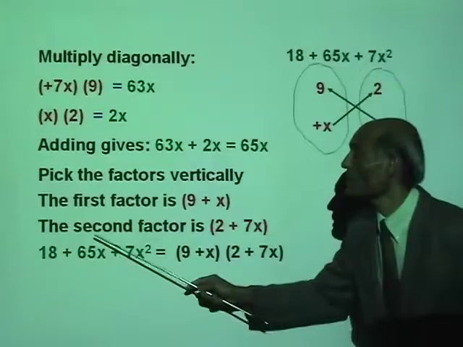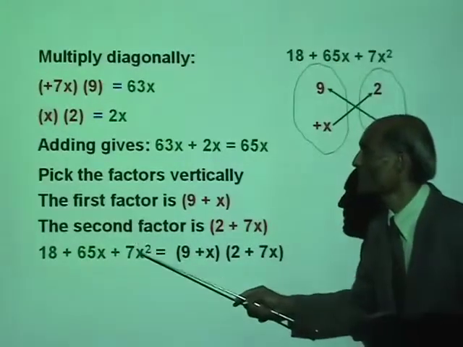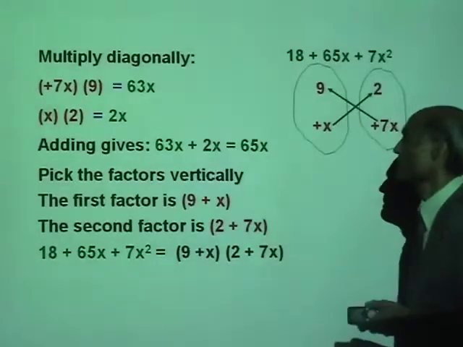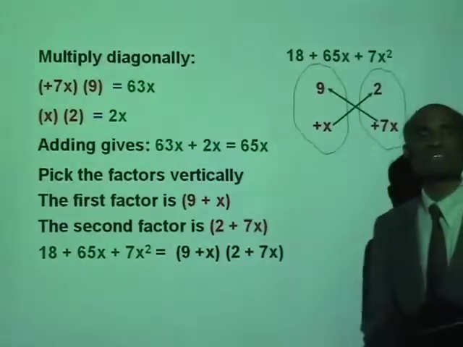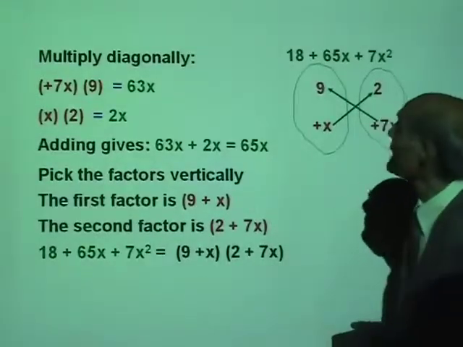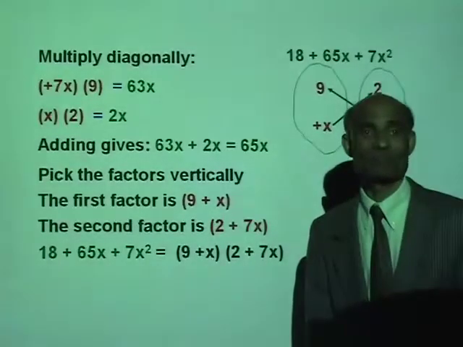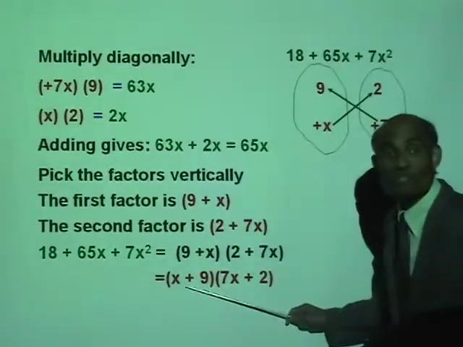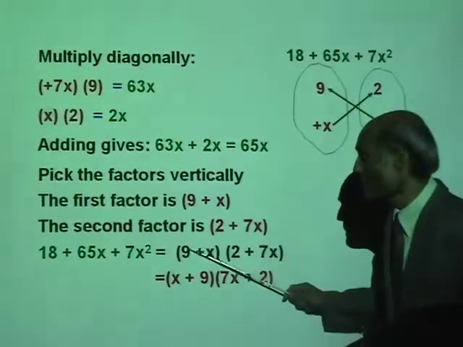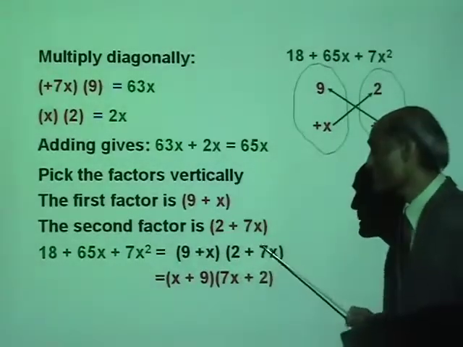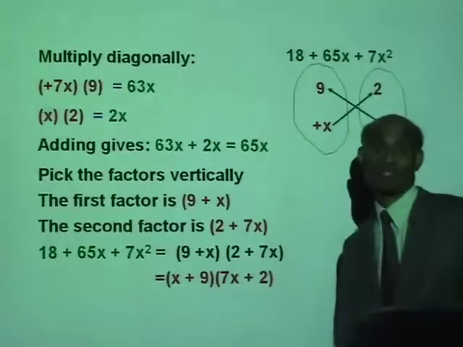Therefore, 18 plus 65x plus 7x squared is 9 plus x times 2 plus 7x. Okay, let's move on and try another one. Well, I even wrote it the other way around for you. 9 plus x is the same as x plus 9. 2 plus 7x is 7x plus 2.